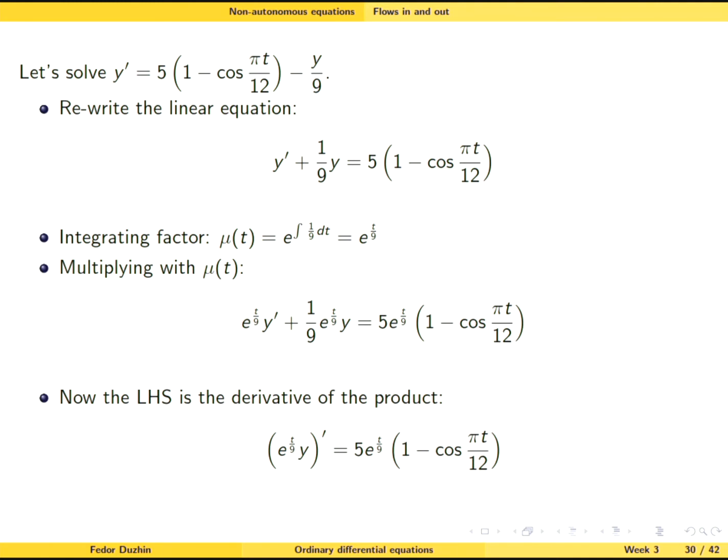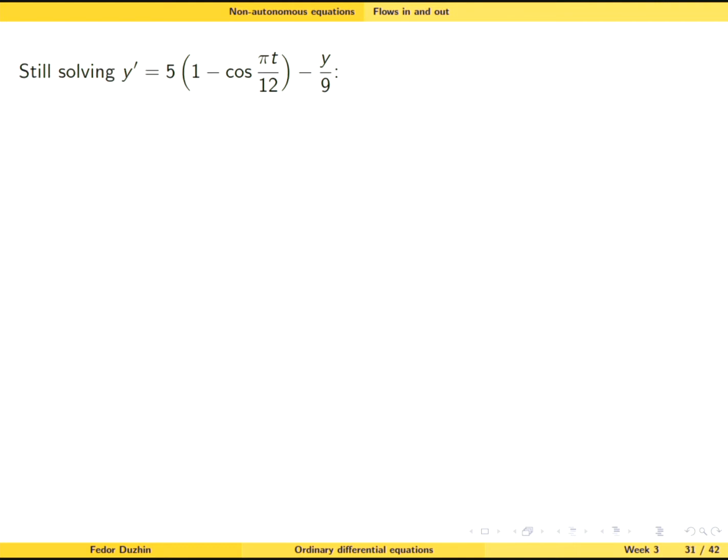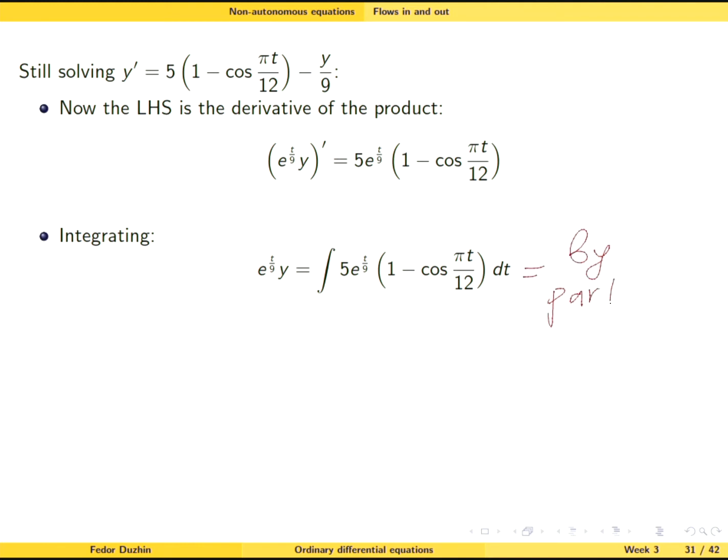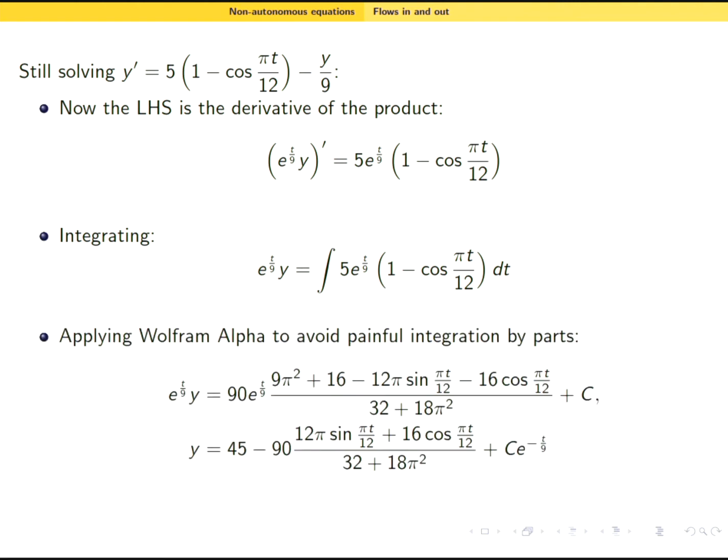Well, but then, since we found the derivative of this function, e to the t over 9 times y, it means that the function itself is going to be the antiderivative. And of course, you can try to find it by parts 2 times. Well, if you like integration by parts, yeah, please go ahead. I have done it probably thousands of times in my life, so I just did it on Wolfram Alpha for the sake of this lecture. Here is the answer.